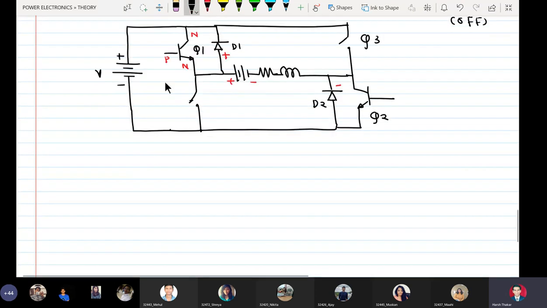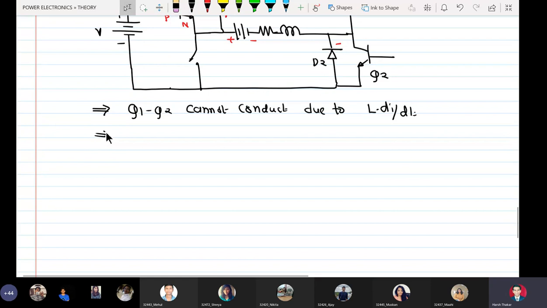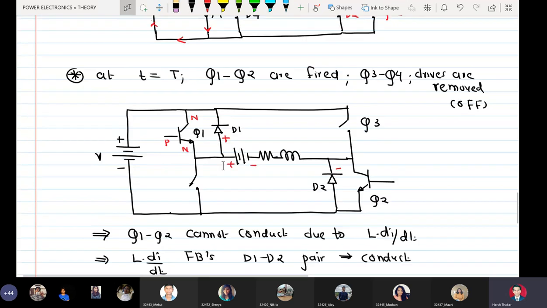So I can again write a statement. So now the current will flow like this. I can make a statement here: Q1 and Q2 cannot conduct due to L di by dt. Second point, L di by dt forward biases the D1 D2 pair, because of which they will start conducting.